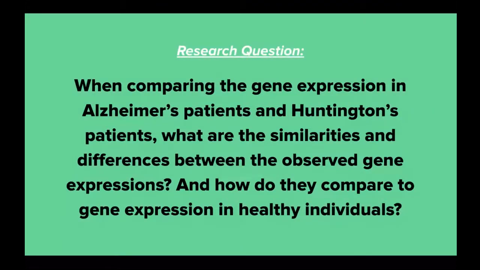This is our research question, which is basically the question I just asked. So, once again, when comparing the gene expression in Alzheimer's patients and Huntington's patients, what are the similarities and differences between the observed gene expressions, and how do they compare to gene expression in those of healthy individuals?